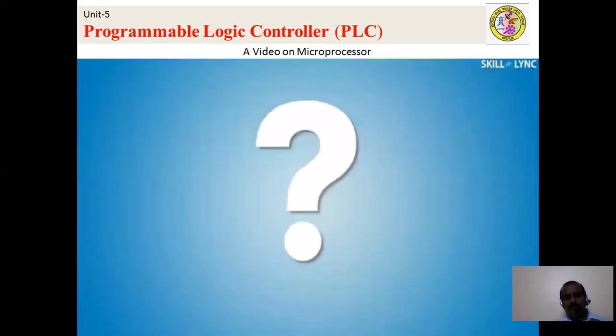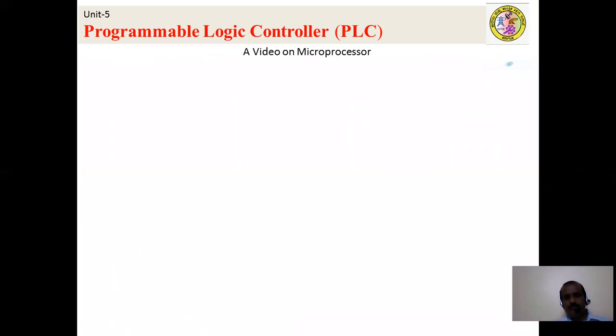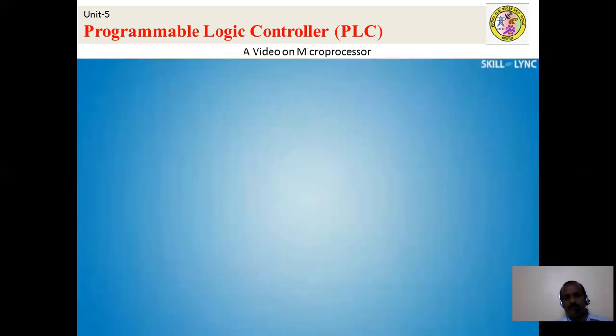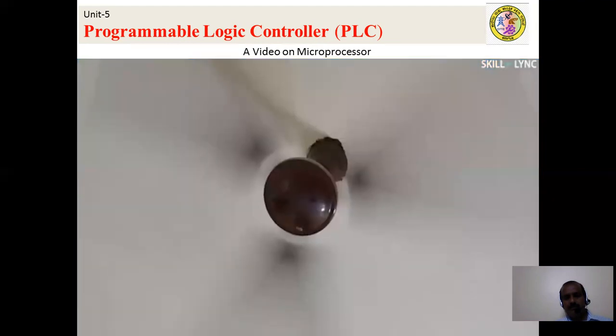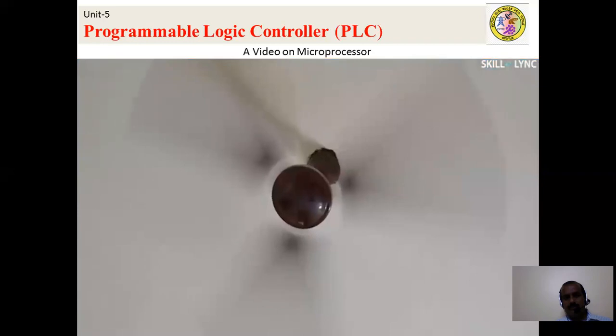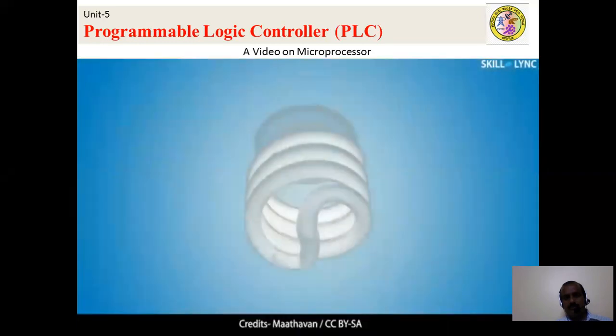Now, let me ask you a simple question. Do you think that our fans and tube lights have a microprocessor in them? If your answer is no, well, you guessed it right. Why do you think that? Well, this is because they don't require any processing in them. You basically switch it on and your fan starts rotating at the speed at which it is set. Similarly, a tube light starts emitting light when it is switched on.